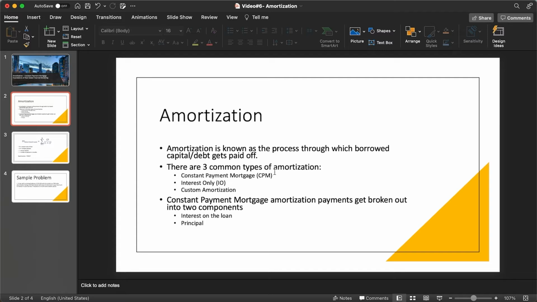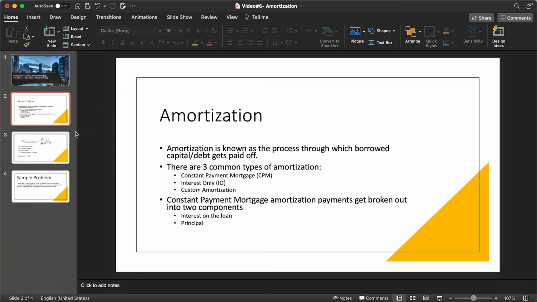The constant payment method, like I said, is the most common one. So that constant payment gets calculated, and that constant payment is composed of a portion that goes to paying down the principal and another portion that goes to paying your interest on your loan. So your interest payments are going to start to go down throughout the life of your loan, and your principal payment is going to be going up throughout the life of the loan.